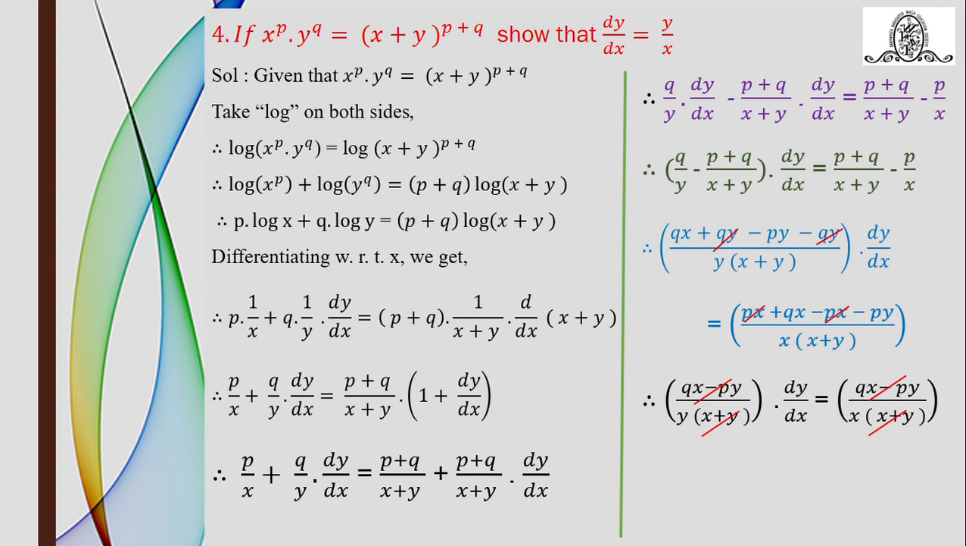So what will just remain? 1 upon y dy by dx is equal to 1 upon x will just remain. It means dy by dx is simply equal to y upon x. Okay, that y gets cross multiplied with the RHS. So that is your required answer.